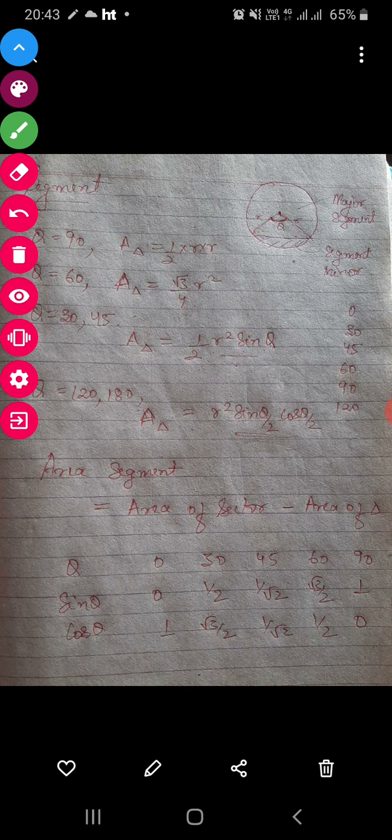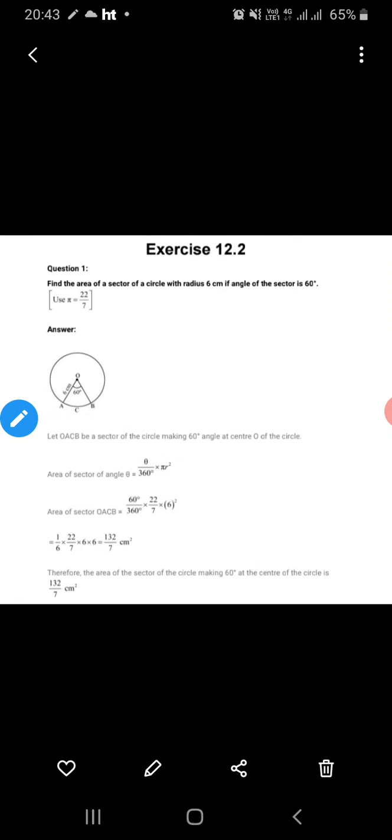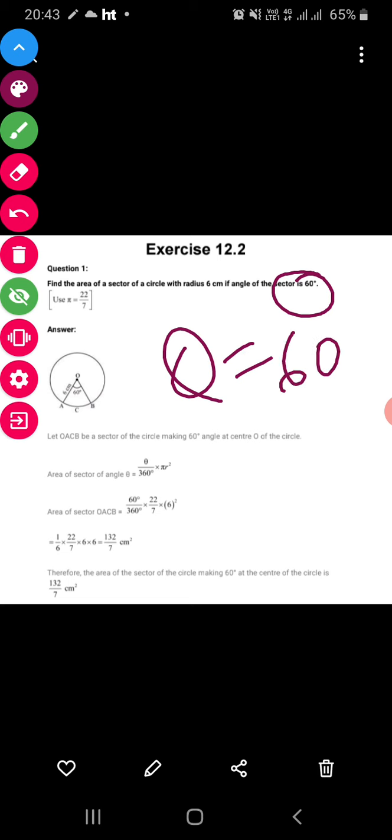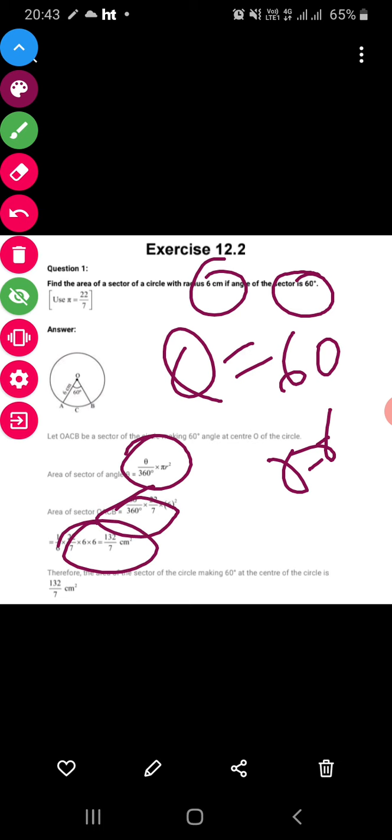That's all class. Now let's move to some questions. I have taken some questions for you. First question, very simple question. It is given that the angle of the sector is 60 degree, that is theta is equal to 60. Radius is given as 6. So directly put this formula and solve it. You will get the answer.